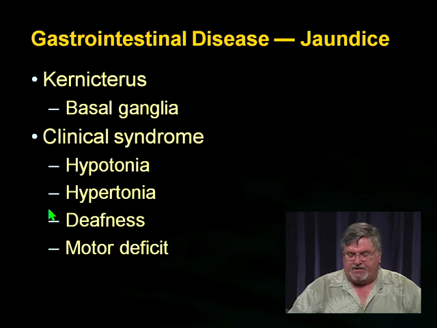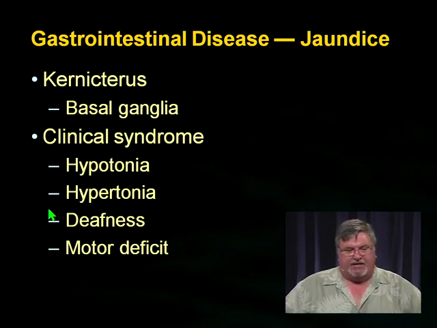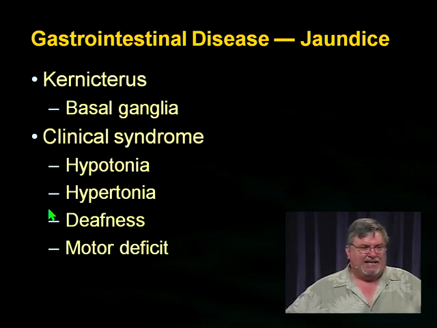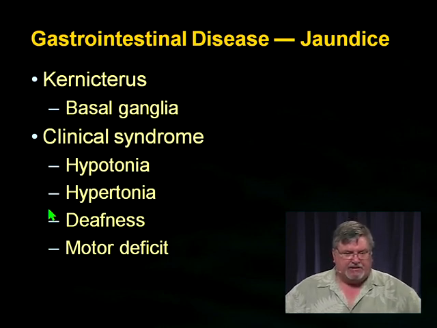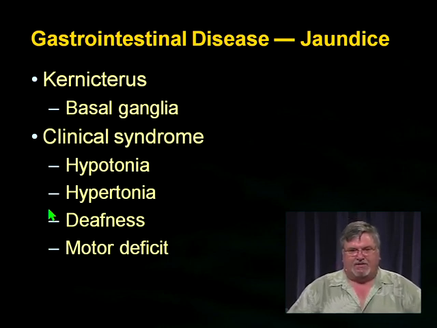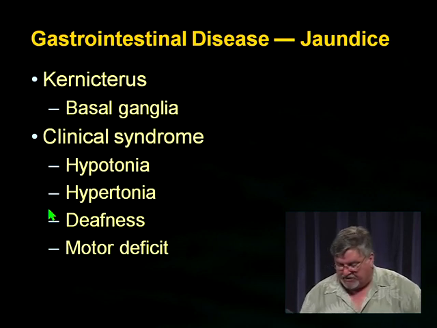What is kernicterus? Kernicterus is one of the dreaded outcomes of hyperbilirubinemia. It's bilirubin staining of the basal ganglia of the brain. That's the definition of kernicterus. So again, it's a pathological diagnosis, not a clinical diagnosis. So the only way you can make the diagnosis of kernicterus is with a slide and a microscope. The clinical syndrome is called bilirubin encephalopathy, and it's generally associated with hypotonia or hypertonia, deafness, and motor deficit, so cerebral palsy and deafness.